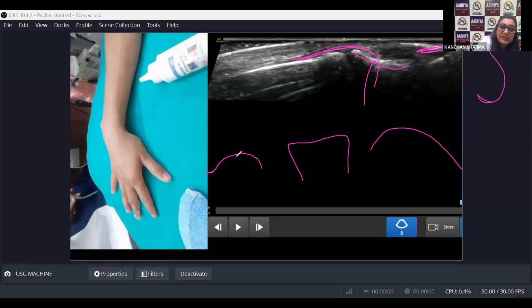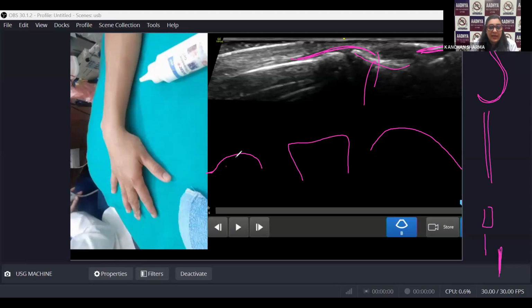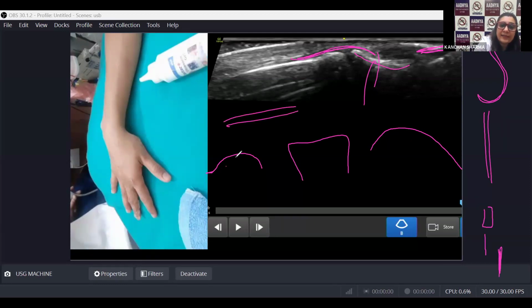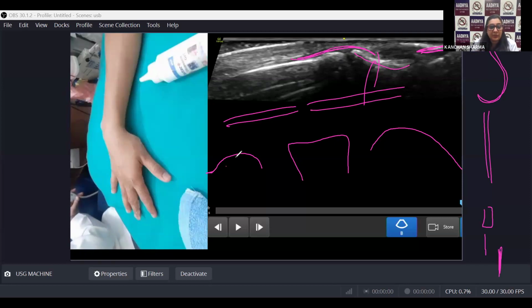Metacarpal head will always be like this. Then it will be articulating with the phalanx. So this you should know. When you are looking at the DIP, the dorsal one, you will be having the nail, which will be just hyperechoic to you. And in between, if you are seeing two lines like this, then definitely you are looking at the PIP. So these bony landmarks are very important, especially in the dorsum of the hand.